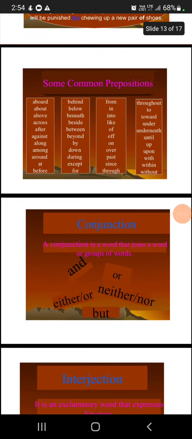And then conjunction. A conjunction is a word that joins a word or group of words: either or, neither nor, but, or, and. So these words are connecting words. This acts as a connection between two different sentences. For example, I am eating and sleeping. We can do both things one after another. We can eat and after that we can sleep. So I will eat and then sleep. So here and then is a conjunction or connecting word.